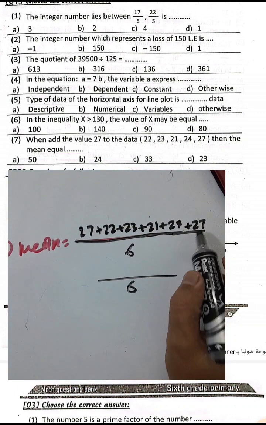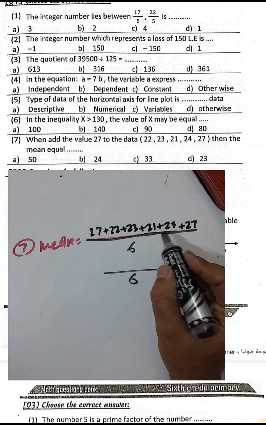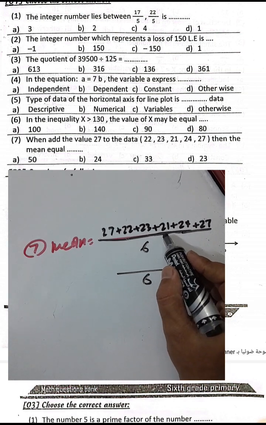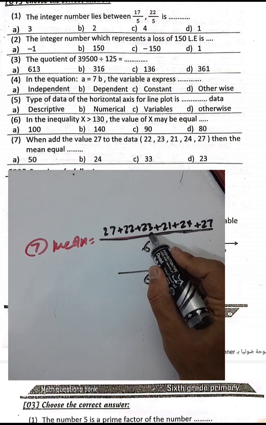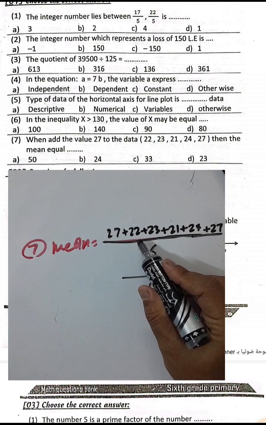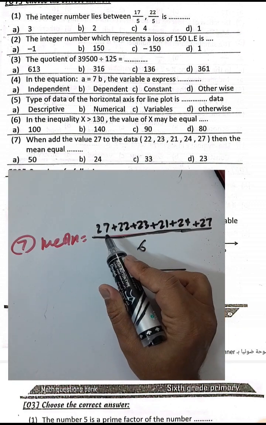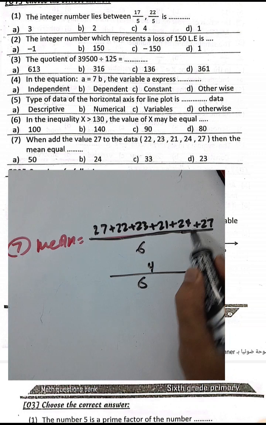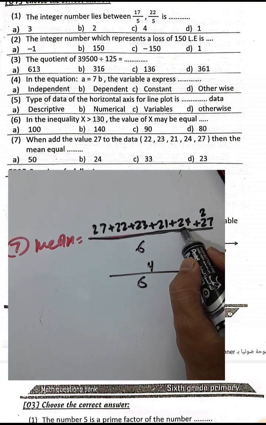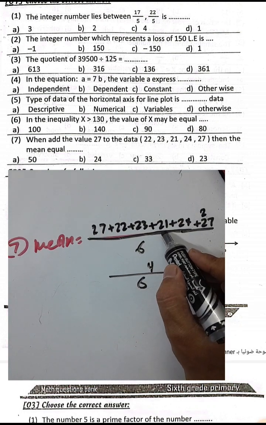1, 2, 3, 4, 5, 6. We can write 6 here. 7 plus 4, 11. 11 plus 1, 12. Plus 2 plus 3, 15. Plus 2, 17. 17 plus 7, 24. Write 4 and carry 2. 2 plus 2, 4. 4 plus 2, 6. 6 plus 2, 8.